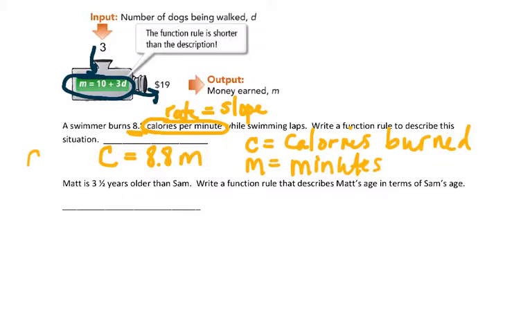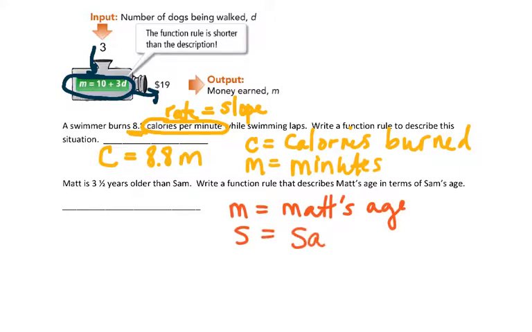The last one, Matt is 3.5 years older than Sam. Write a function rule that describes Matt's age in terms of Sam's. So let's use m for Matt's age and s for Sam's age. And it says that Matt is 3.5 years older than Sam, so Matt equals 3.5 years older than Sam, so I'm going to take Sam's age and I'm going to add 3.5 years. So that is the function rule for the situation.